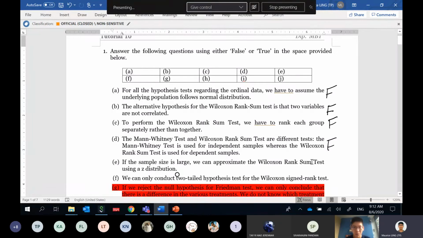If the sample size is large, we can approximate Wilcoxon rank sum test using a Z distribution. Sean? True, sir. True, correct. Yes, we can approximate that. Okay.